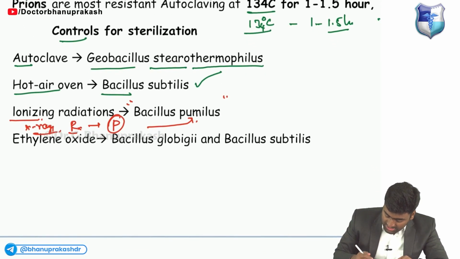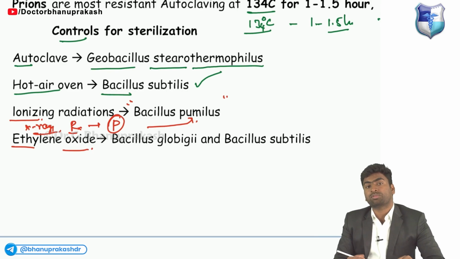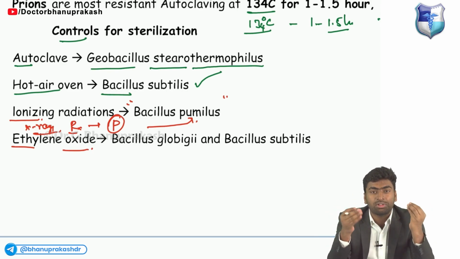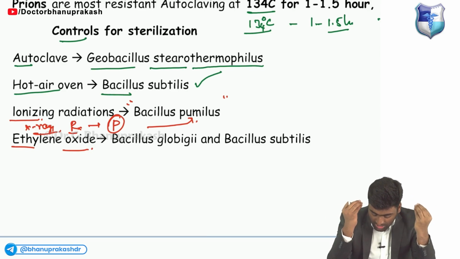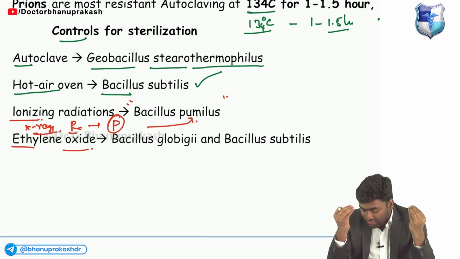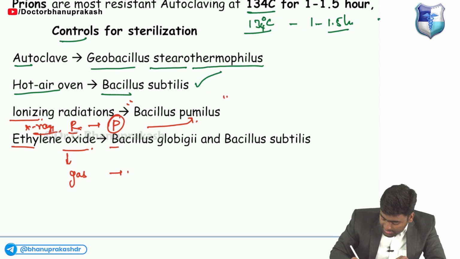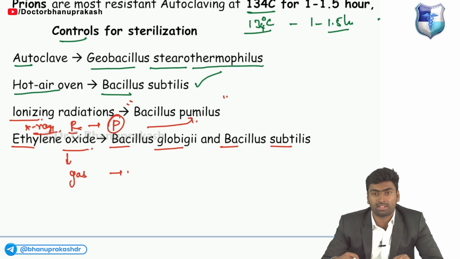Next one is ethylene oxide. Somewhere you use this, for example, when you are sterilizing the OT or a big instrument, there you will use ethylene oxide. It is a gas. If you are using a gas, the control you will use is Bacillus globigii and Bacillus subtilis.